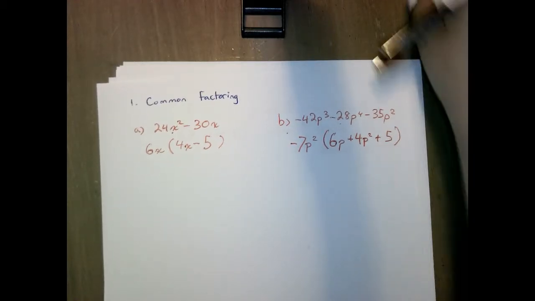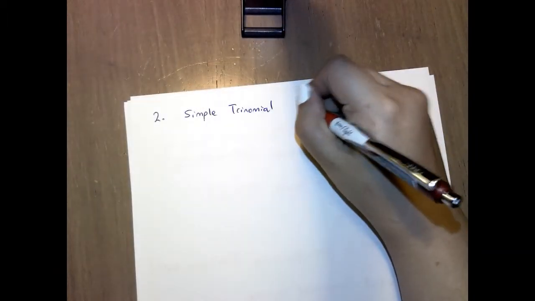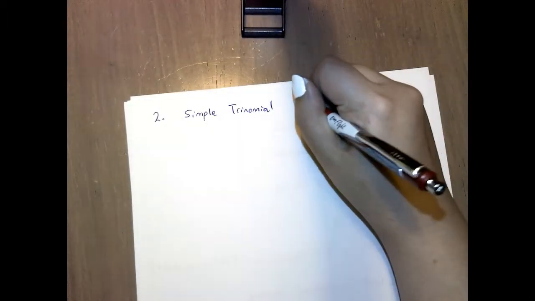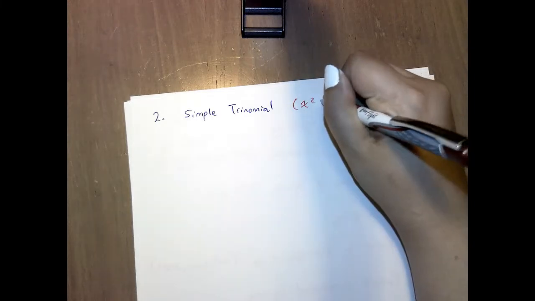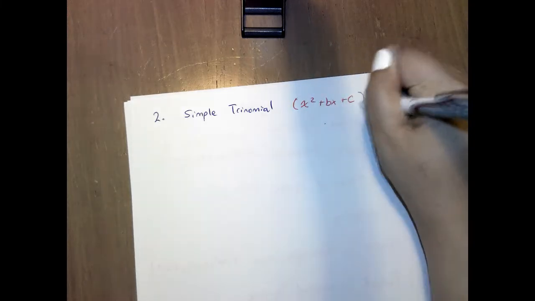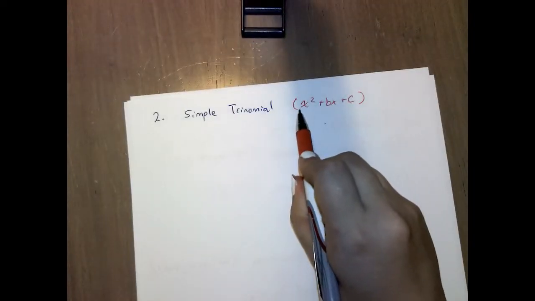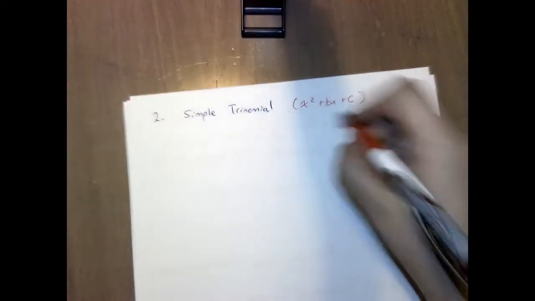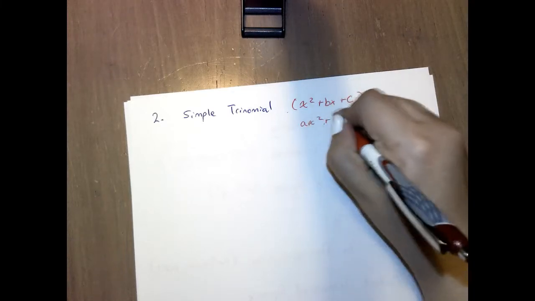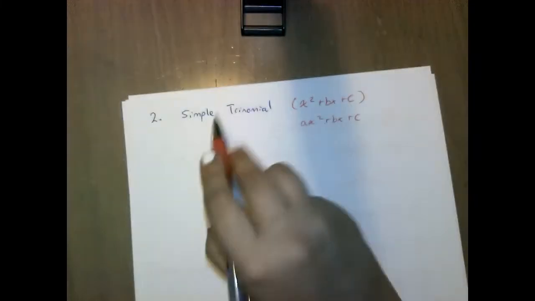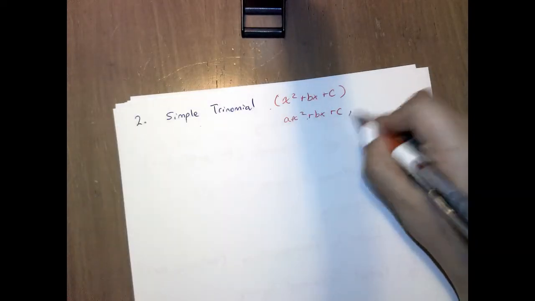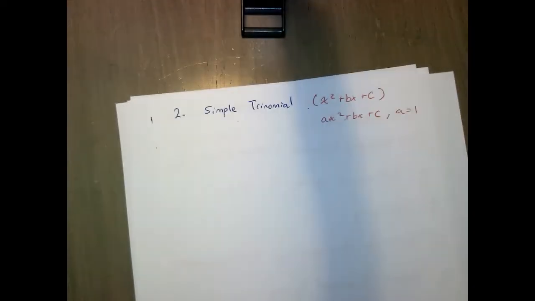Next, let's look at simple trinomials. For these simple trinomials, we're going to look at first just quadratics. These are of the form x squared plus bx plus c. Normally quadratics will be of the form ax squared plus bx plus c. But for simple trinomials, a is equal to 1, right? So when a is equal to 1, it actually kind of simplifies our factoring process.